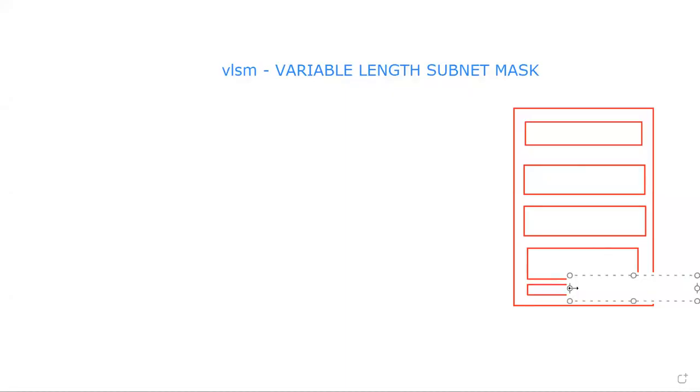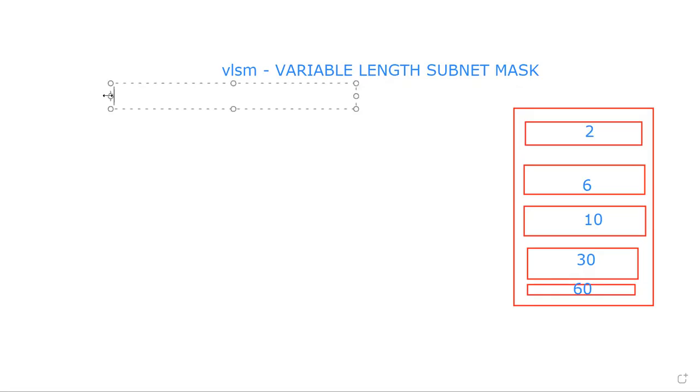On the first floor, we assign 60 IP, second 30 IP, okay, third 10, fourth 6, and last is 2. Okay, so how can we save our wastage of IP through VLSM?